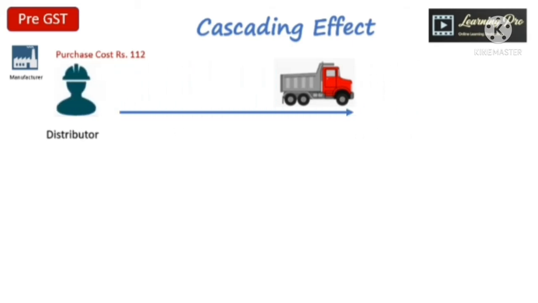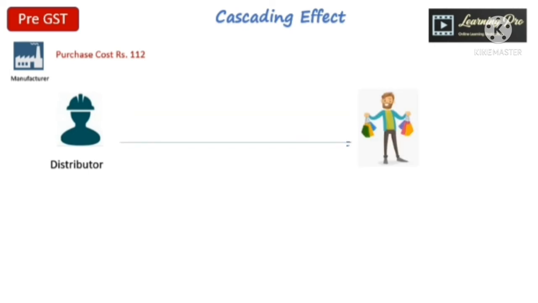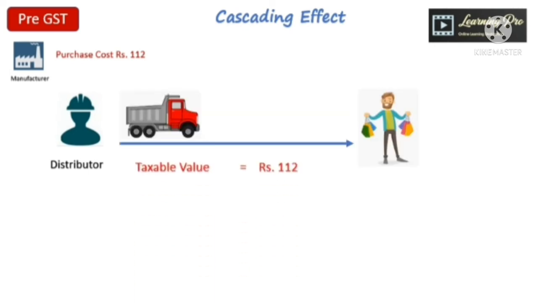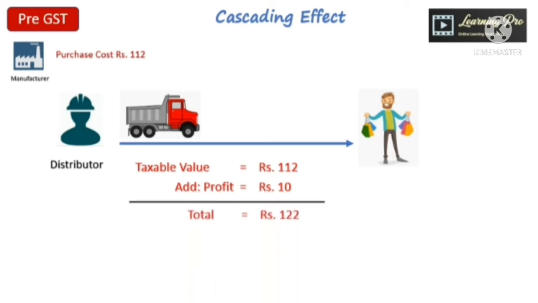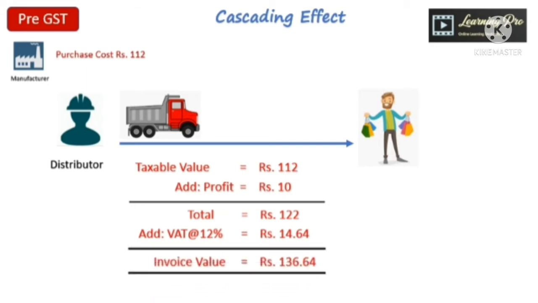Now the distributor is going to sell these goods to the consumer. For selling these goods to the consumer, we will consider the cost of purchase of rupees 112. He will obviously add some margin, some profit element, which is rupees 10 in our case. So the total of this becomes 122. Now we will consider VAT at the rate of 12%.